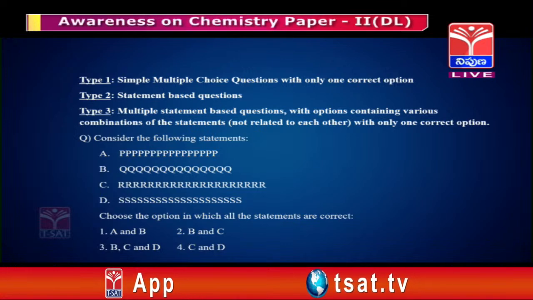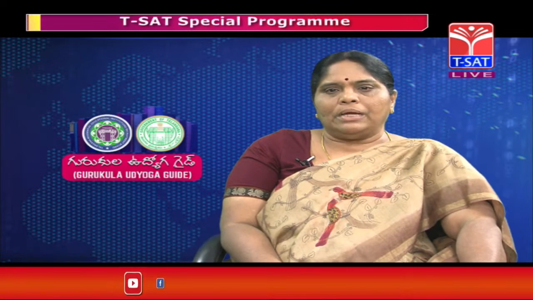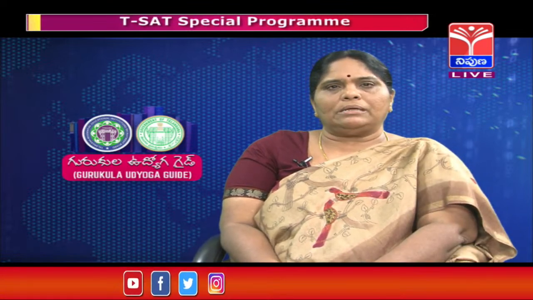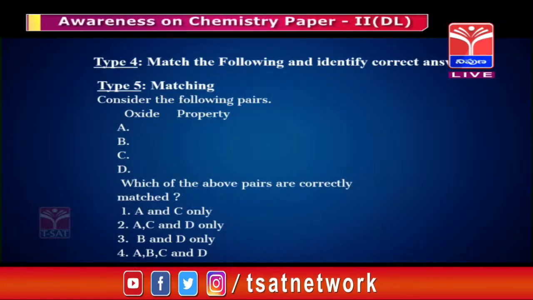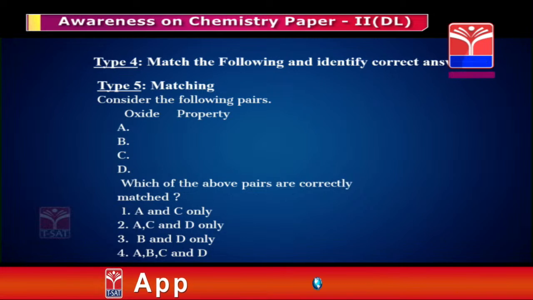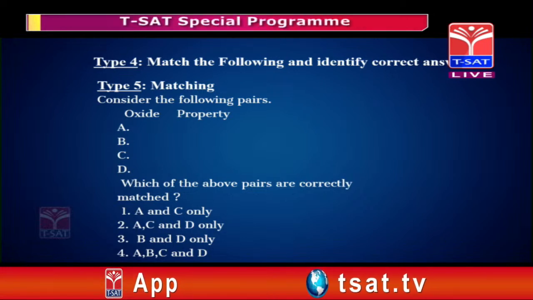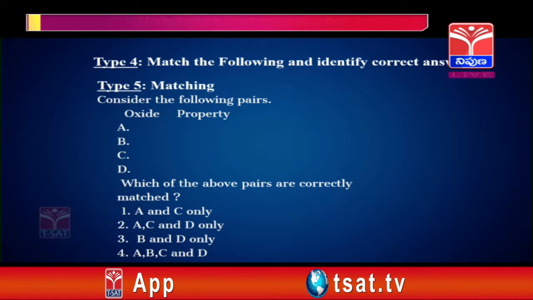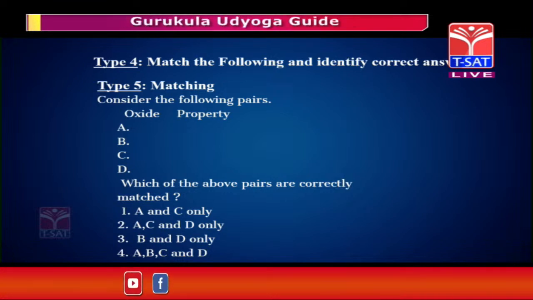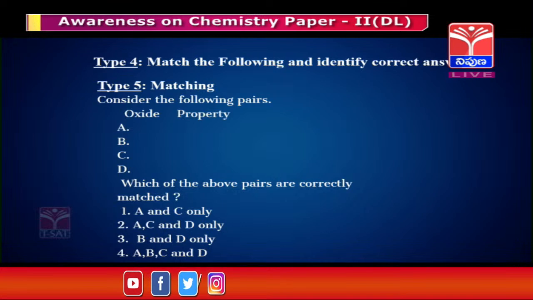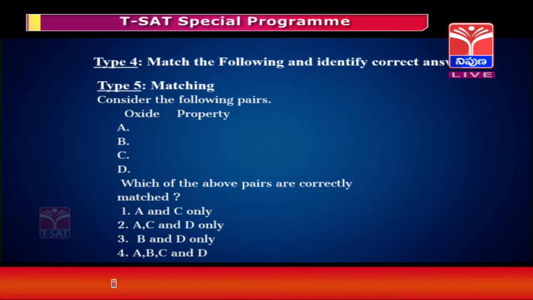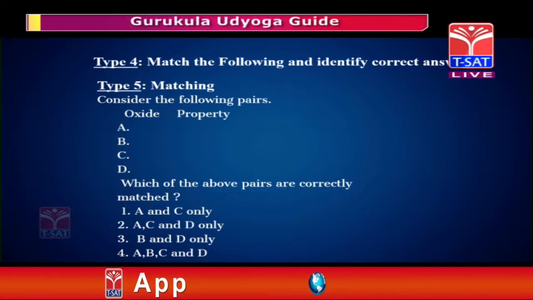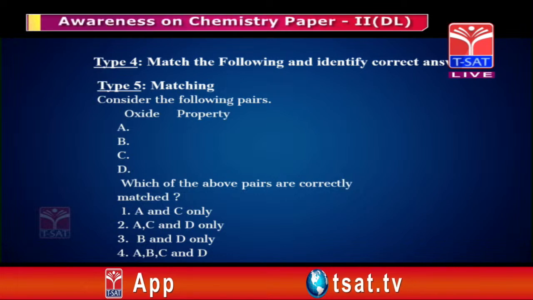So it is a multiple statement based type, and simple match the following will be there. Not only simple match the following, there is another type of matching questions, where some pairs will be there, for example oxide and property. In that, which of the above pairs are correctly matched, questions like that will also come. These are the different patterns we come across in these exams, and most of the paper will contain type 1 and type 2 first.